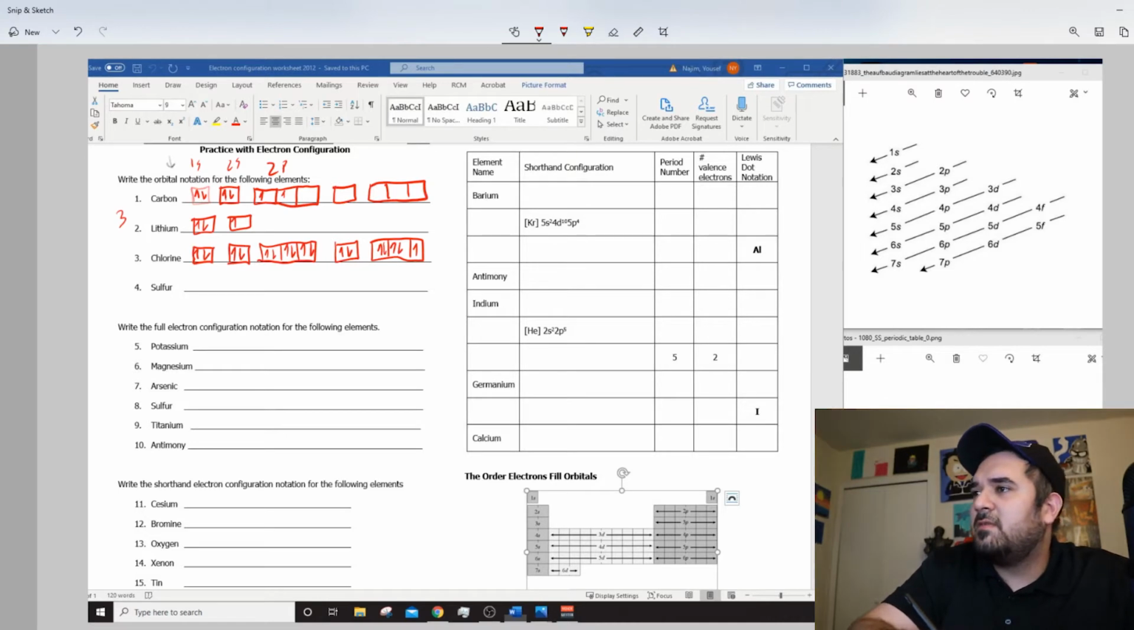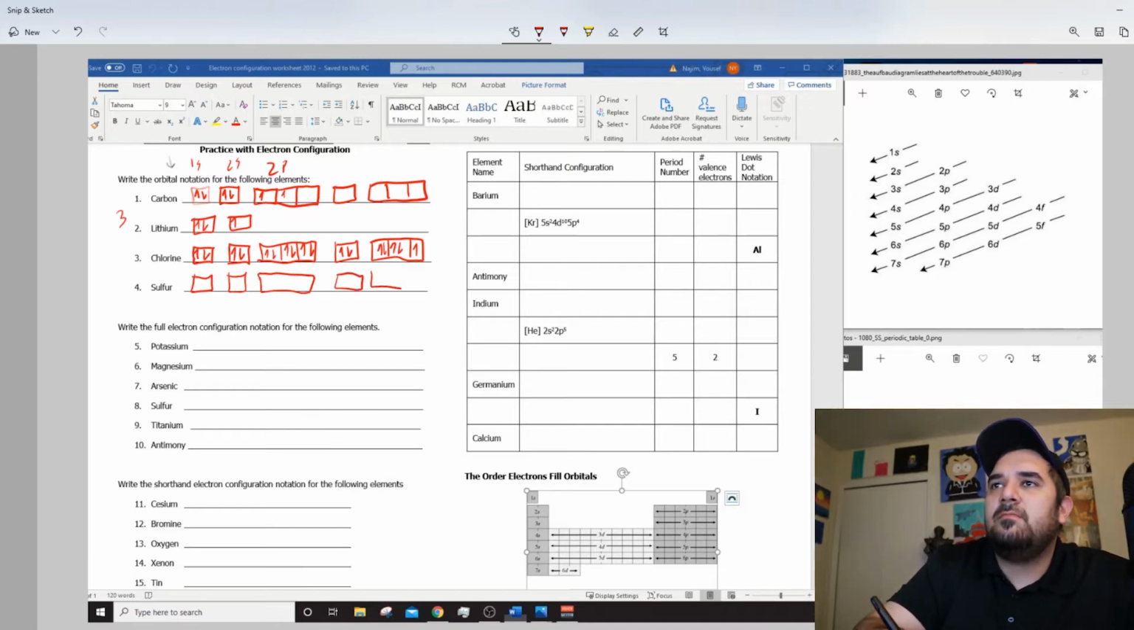Next one we have is sulfur. Sulfur is going to be 1 less than chlorine. So basically we're going to need all the boxes that we have for chlorine. So that's 1, 2. Sorry if this is kind of slow. Good thing we don't have too many of these. All right, so 1, 2, 3, 4, 5, 6, 7, 8, 9, 10, 11, 12, 13, 14, 15, 16.